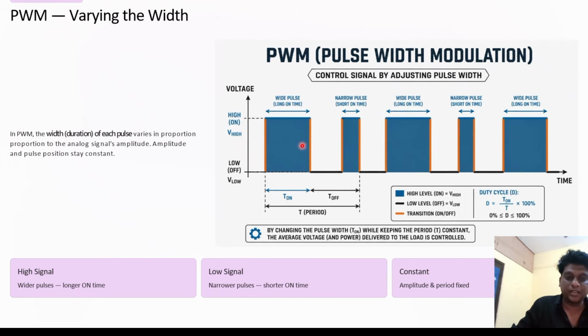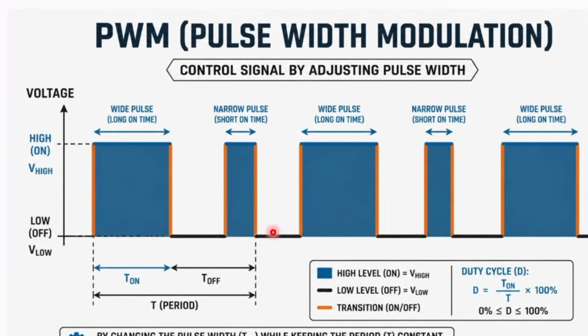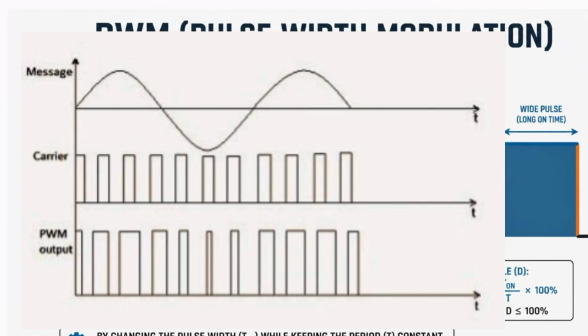Pulse width modulation. Here the width or duration of each pulse is proportional to the amplitude of the analog signal. When the signal level is high, the pulse becomes wider, and when the signal level is low, the pulse becomes narrower. Amplitude and position of the pulses stay constant. Only the width is changing here.